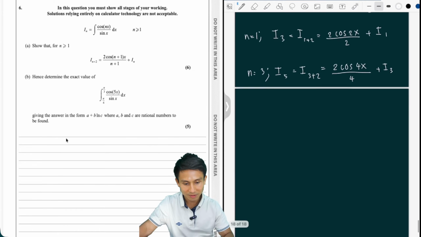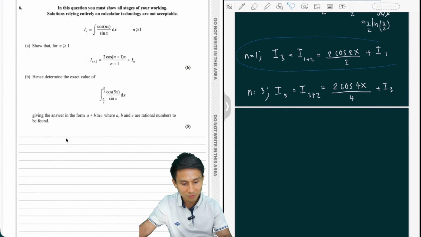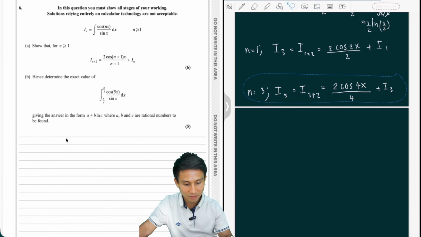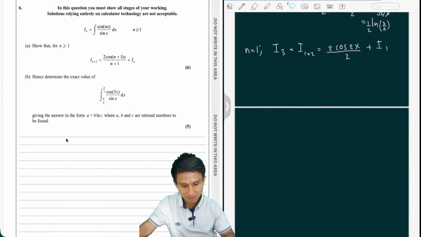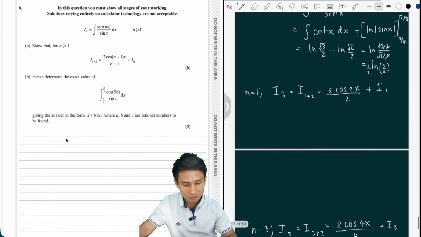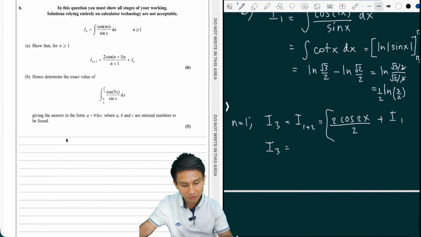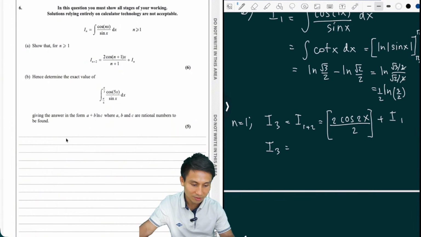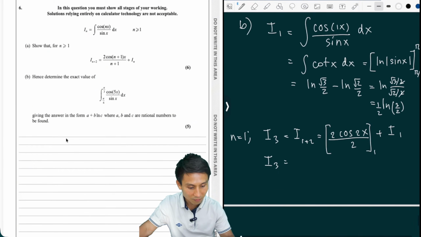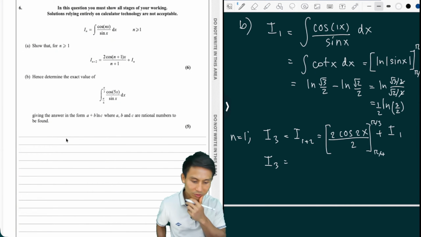It's no problem because let me just squeeze the area a bit here. Let's move that to the next page. Here we go. So then I3 would be, well, for this one we just put the same limits there, right? Same thing, pi over 4 and pi over 3 there. Yeah, we're just going to calculate that.